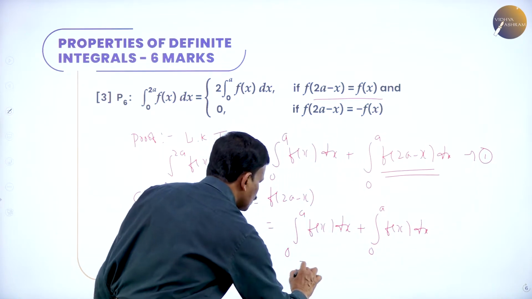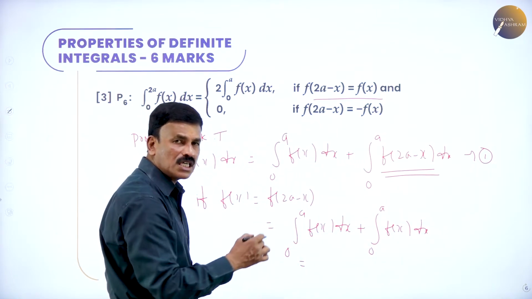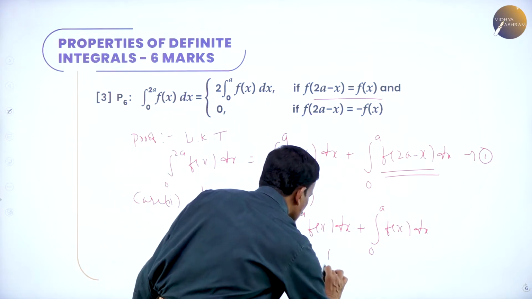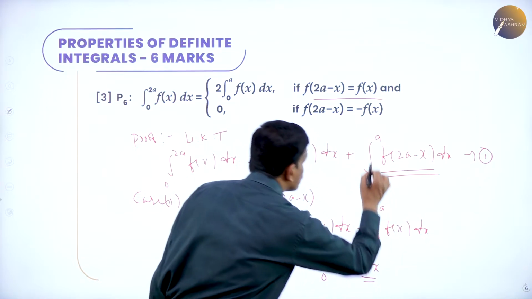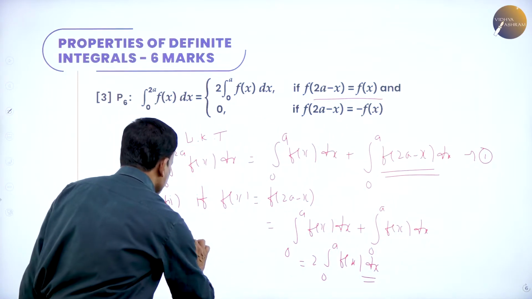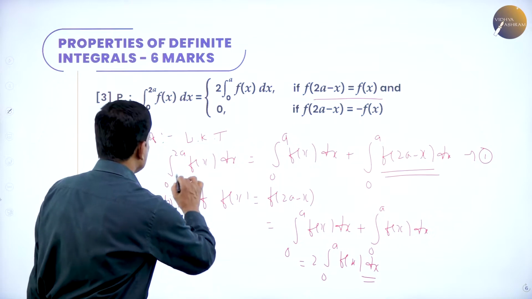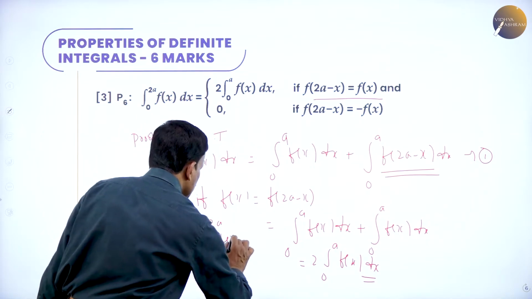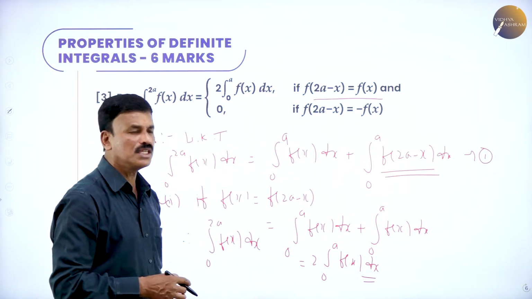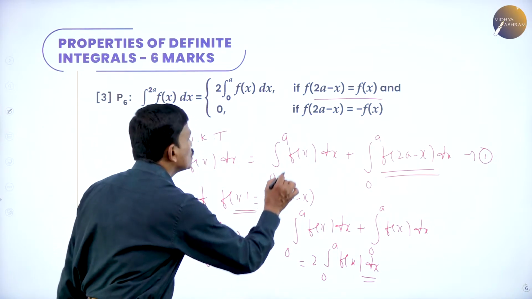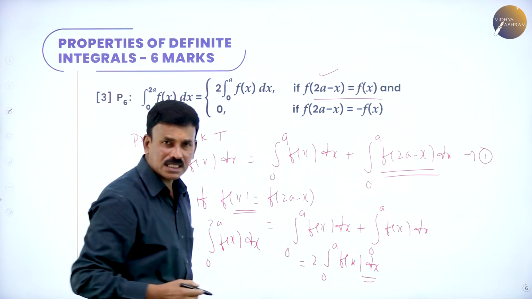So what is this equal to? 0 to a f of x dx plus 0 to a f of x dx is nothing but 2 times 0 to a f of x dx. That is your first part. Therefore, integral 0 to 2a f of x dx is equal to 2 times 0 to a f of x dx if f of 2a minus x is equal to f of x. That is case number 1.